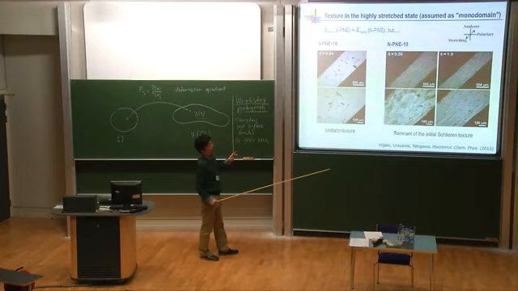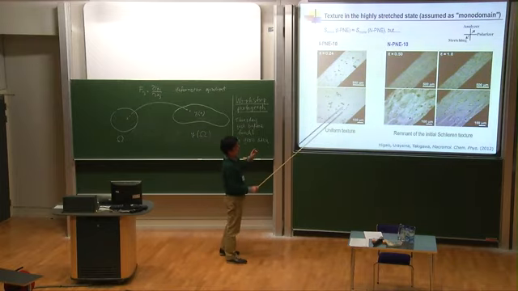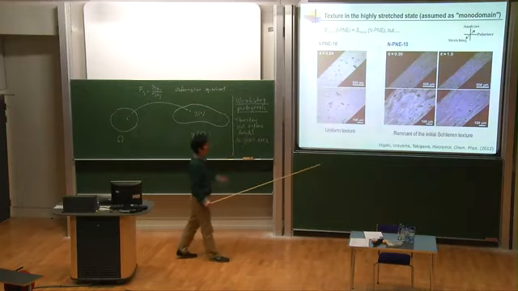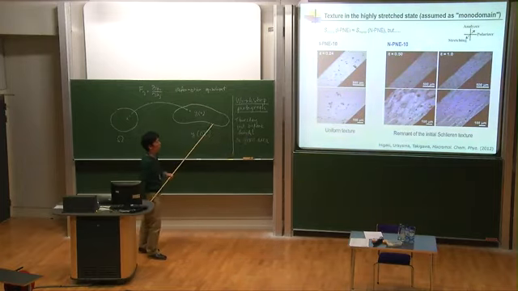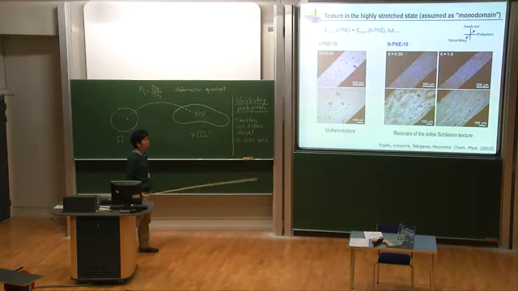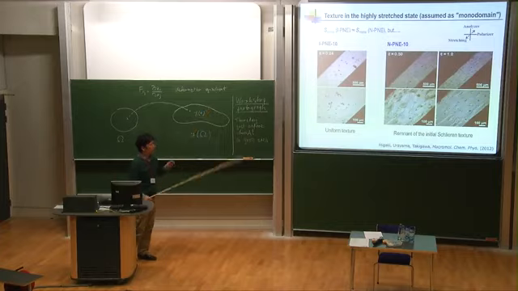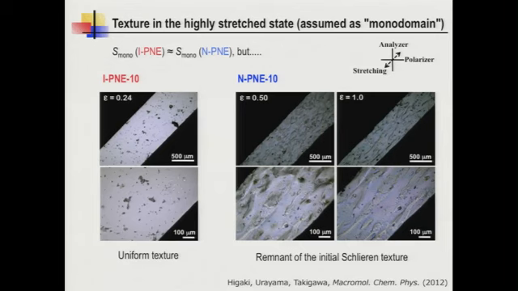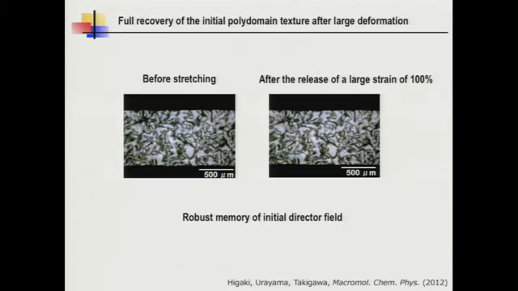From the viewpoint of the order parameter, this is assumed to be a monodomain, but you can clearly see the remnant of the initial Schlieren textures. But in the case of isotropic genesis, the texture is totally uniform. So the initial Schlieren textures cannot be eliminated by the high stretching. So this robust memory of the initial director field is also confirmed by these pictures.